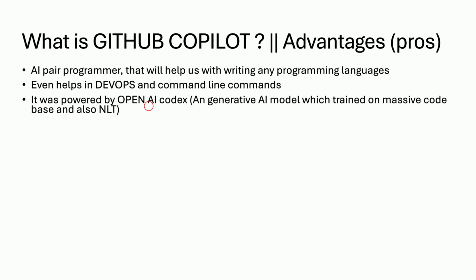So what is Codex, right? Codex is a generative AI model which was trained on a massive code base which was publicly available on the internet, and also NLT. Here NLT means natural language text. Okay, this OpenAI, I think you have already heard about OpenAI. Yeah, most of the guys are familiar with ChatGPT, and I know some of the guys are using Gemini or Bard, which was Google's version of ChatGPT, right?